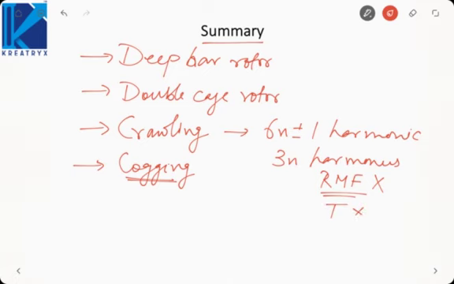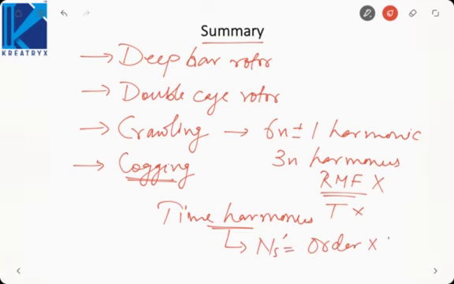Similar to belt harmonics, we can also talk about time harmonics. So remember, if harmonics are present in the supply, those are called time harmonics. Their synchronous speed is the order of the harmonic multiplied by the synchronous speed of the fundamental. So that is the difference between belt and time harmonics. In belt harmonics, speed is synchronous speed divided by the order. In time harmonics, it is synchronous speed multiplied by the order.